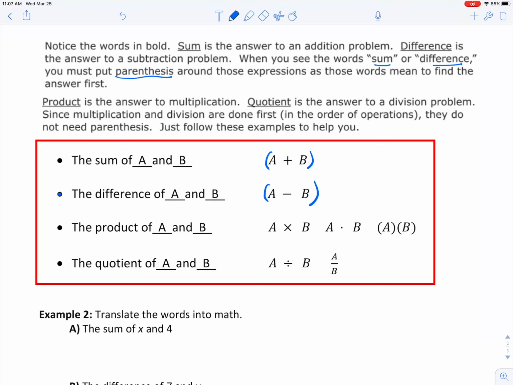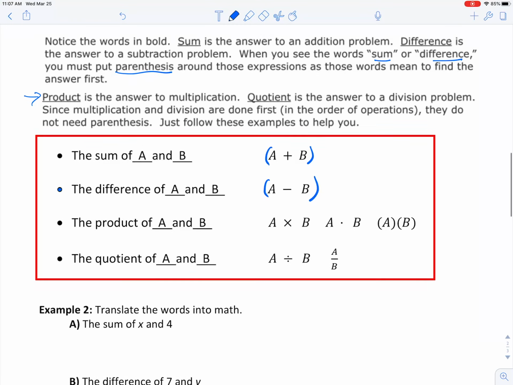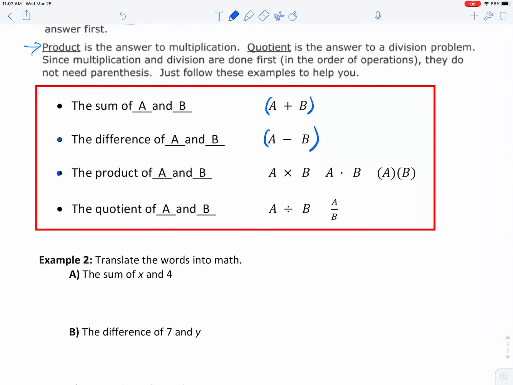Okay, product, going back up here, product is the answer to multiplication, and quotient is the answer to division problems. Since multiplication and division are done first in order of operations, I'm talking about before addition and subtraction, they do not need parentheses. So just follow these examples to help you. So if I look at this red box again, product of A and B is right here, A times B. I'm showing you that there's another way to write it, A times B with a dot, or using parentheses, A times B.